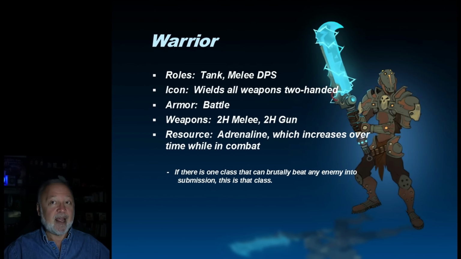Their weapons would be a two-handed melee weapon, and a two-handed gun, because remember, I wanted classes to have a ranged attack. The resource they used was adrenaline. This increases over combat, so you start off without any adrenaline, and it builds, which means you build toward doing your special attacks. And then the special thing about this class I wrote was, if there's one class that can brutally beat down any enemy into submission, this is that class.